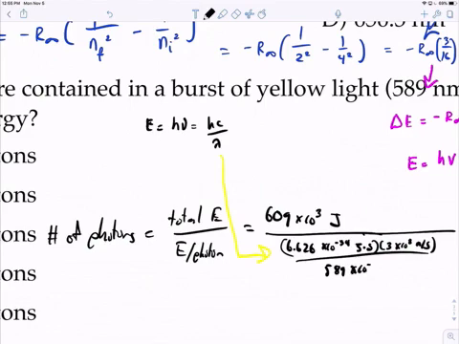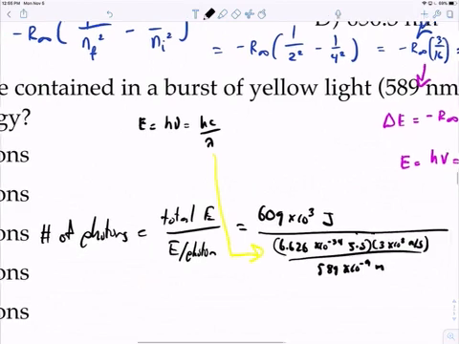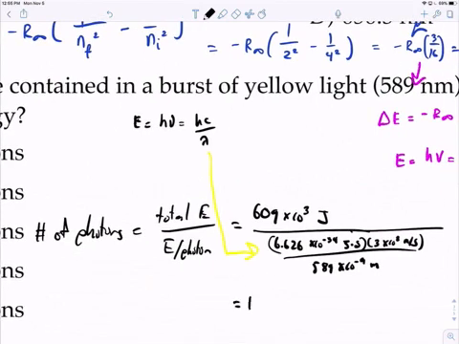Divided by 589 times 10 to the minus 9 meters. So plugging that all in: 609,000 times 589E minus 9, divided by 6.626E minus 34, divided by 3E8. And I'm getting 1.8 times 10 to the 24 photons.